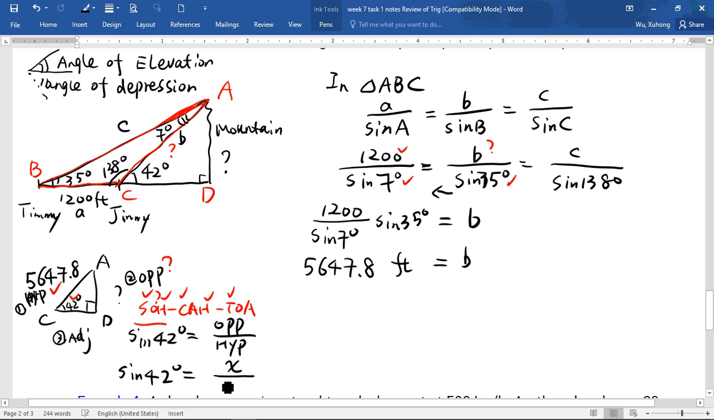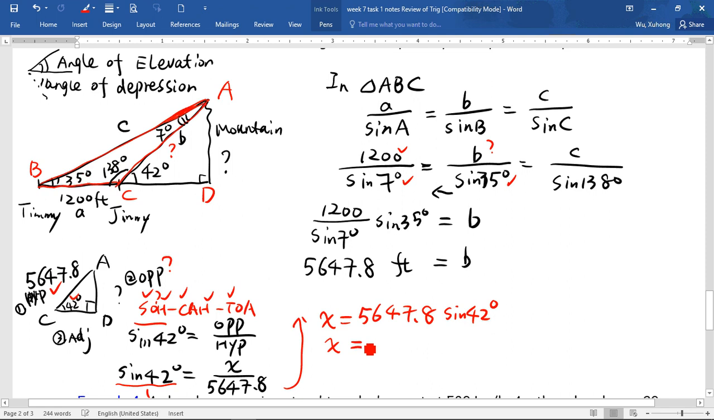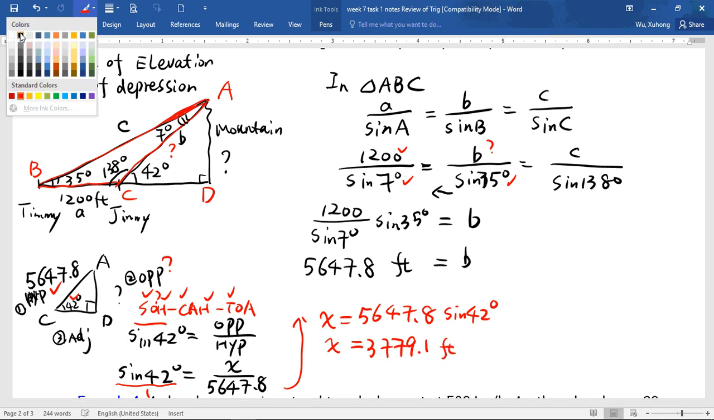We could use x for the opposite. The hypotenuse is 5,647.8, and we cross multiply, or just x times 1 gives you x. So x equals 5,647.8 times sine 42 degrees. You will have x equals, it's a height, 3,779.1 feet. So that is the height of the mountain, okay?